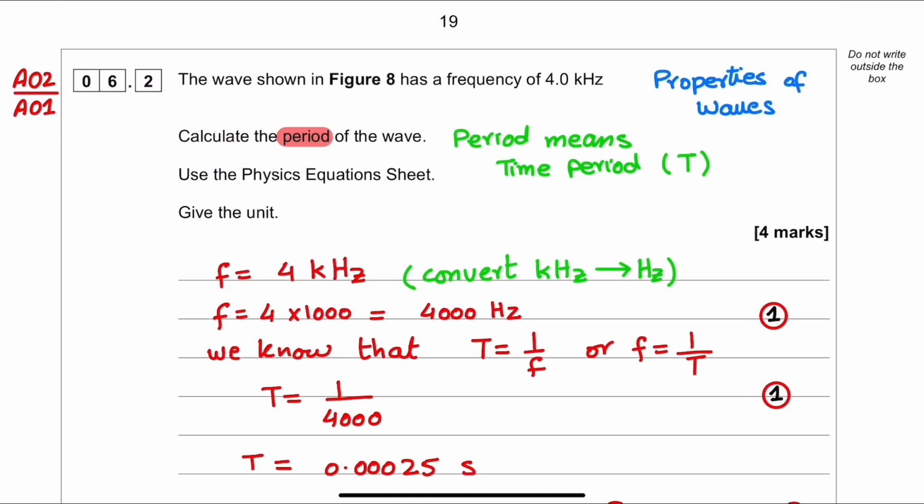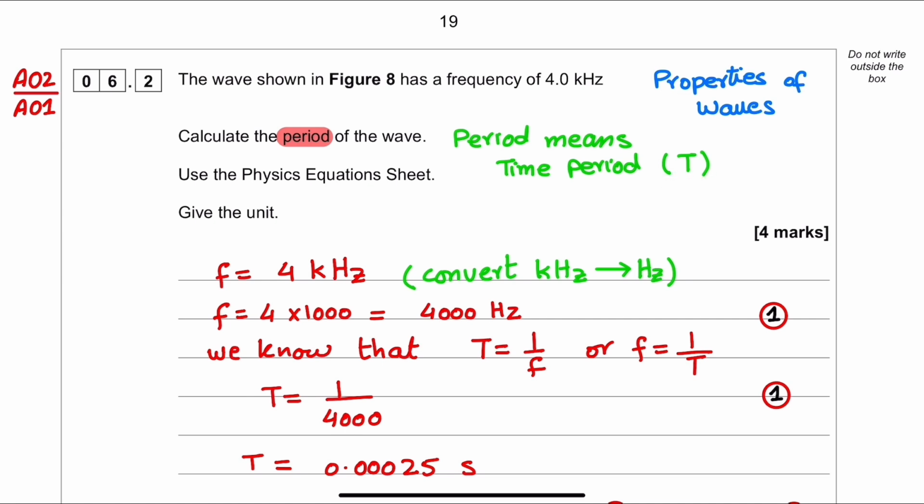6.2 is a combination of AO2 and AO1 question, and this question is from the properties of the waves. The wave shown in figure number 8 has a frequency of 4 kHz. Calculate the period of the wave. Here the period means the time period, and the time period is represented by capital T.